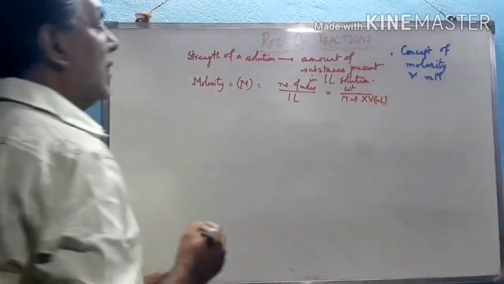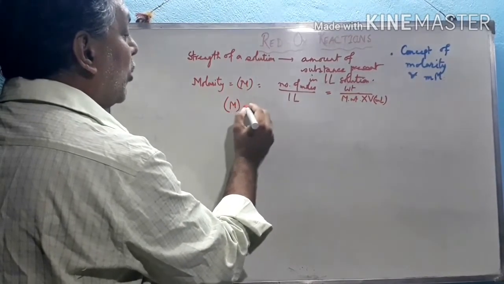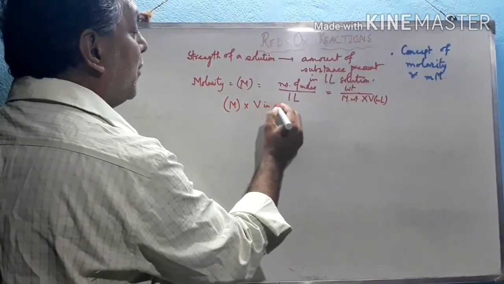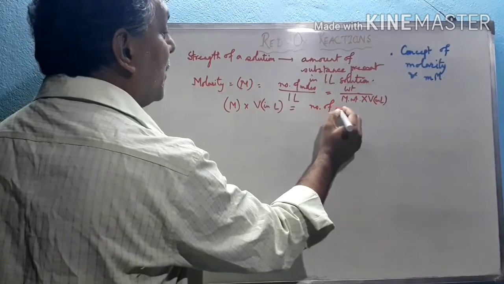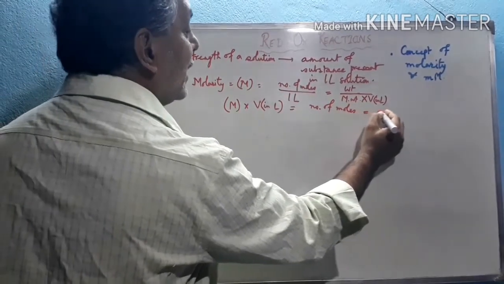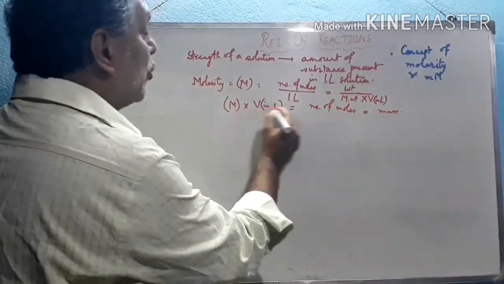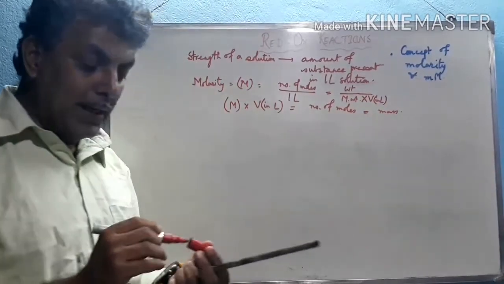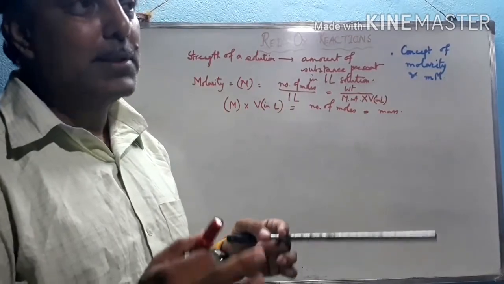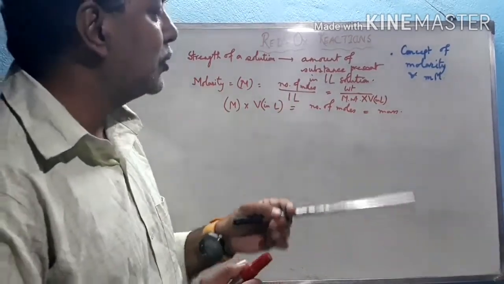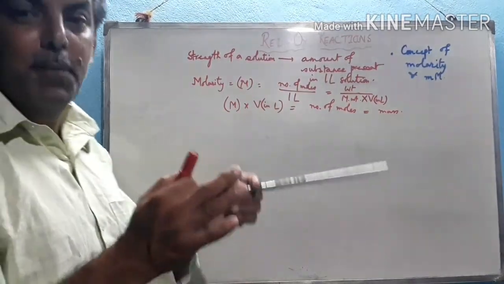This is the expression. Now see that if we multiply this molarity with the volume in liter, then it becomes the number of moles, that means the amount of the substance. That means it also indicates the mass of a particular substance. So mass remains constant because in a chemical reaction the law of conservation of mass is maintained. So if the mass is conserved, therefore molarity into volume must be conserved.